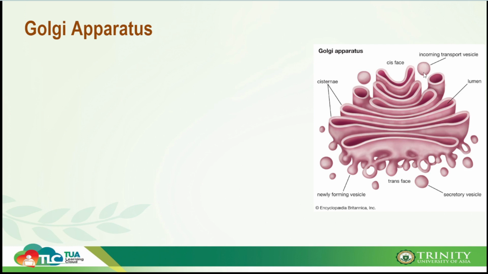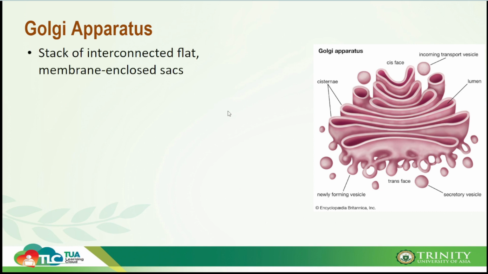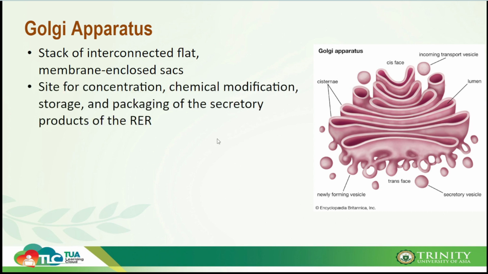Here are the vesicles which I mentioned, which come from your rough endoplasmic reticulum. They will now go to the Golgi apparatus. The Golgi apparatus is again, just like your rough endoplasmic reticulum, composed of membrane-enclosed sacs. And basically, the job of the GA or the Golgi apparatus is for packaging, concentration, and final chemical modification of whatever product is brought to it.